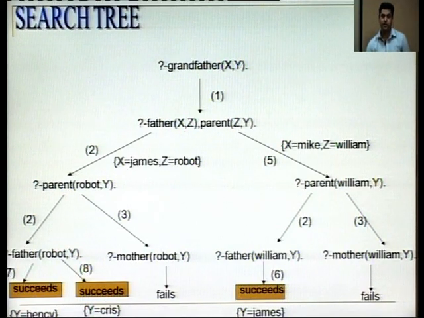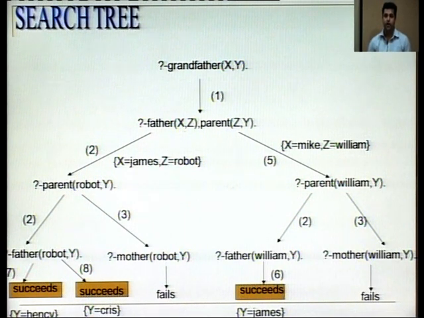If you again press semicolon over here, it means you need to backtrack. This branch is not giving any solution, so you will backtrack over this place, and it will find the alternative value for x and z like this, and this branch is giving another answer, y is equal to James, and it is failing.